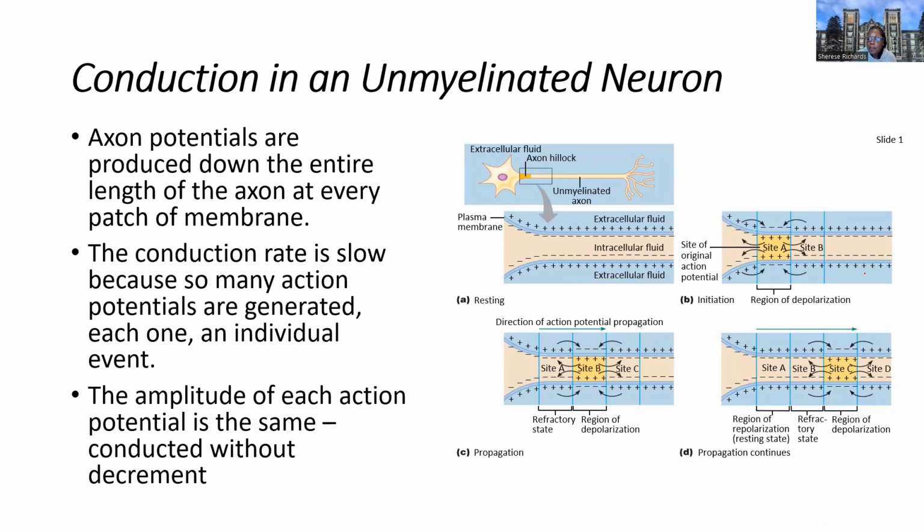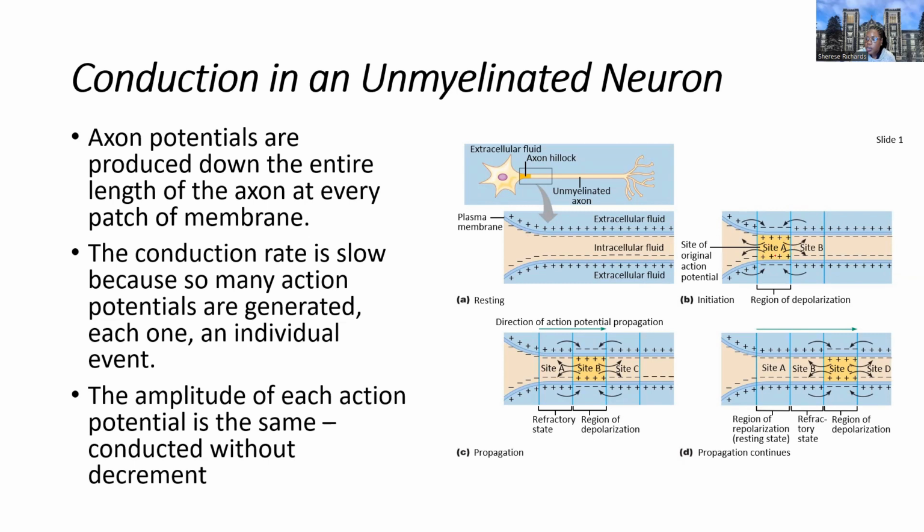All right. Now, because the action potential is moving from one segment to the other, to the other, to the other, that can become very, very slow in neurons, right? And so a way to speed up the conduction of a neuron is by myelinating it. So let's look at what happens in an unmyelinated neuron. So here's our neuron at rest. Here is when we depolarize site A.